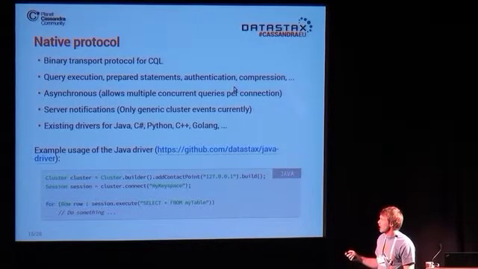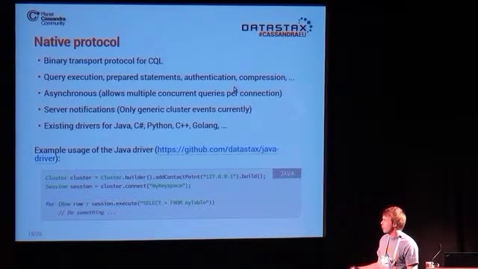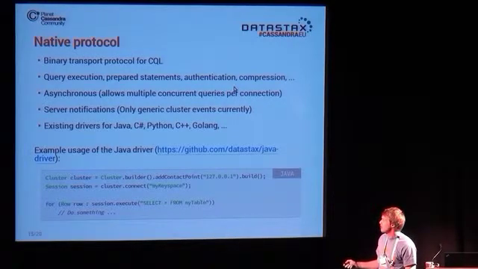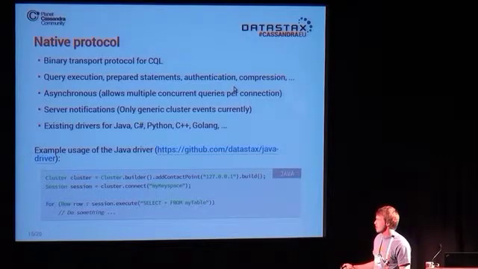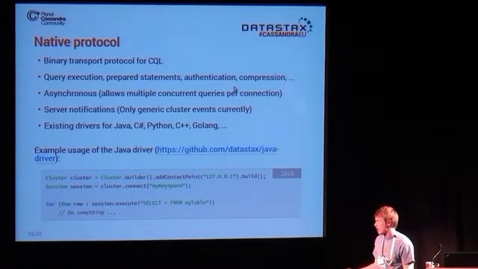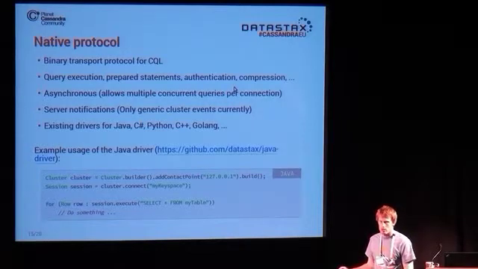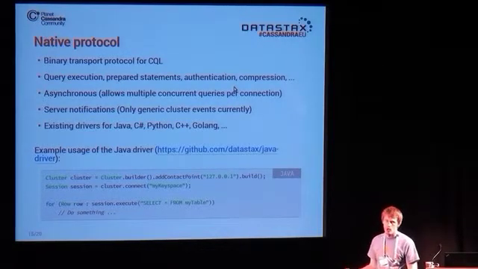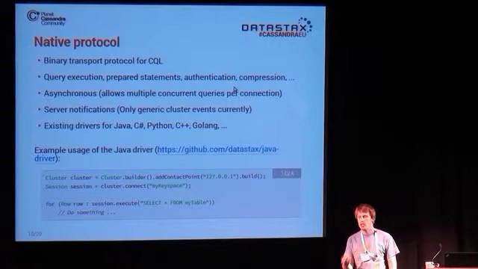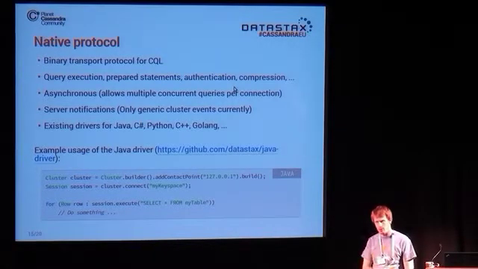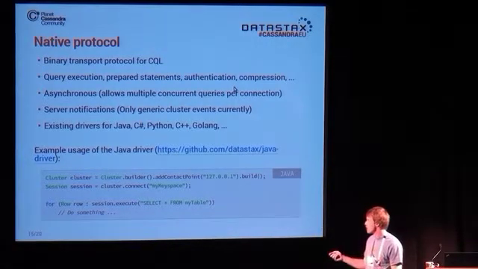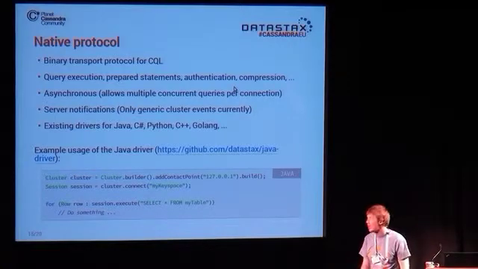Now, I'll use the Java driver for a few examples because that's the one I know. Basically, if you want to do a query with the Java driver, you will connect to your cluster by creating a cluster object. You need just a contact point, which is just the address of one of the nodes. You only need one because the cluster will discover the rest of the cluster by itself. It just needs to be able to talk to at least one node.